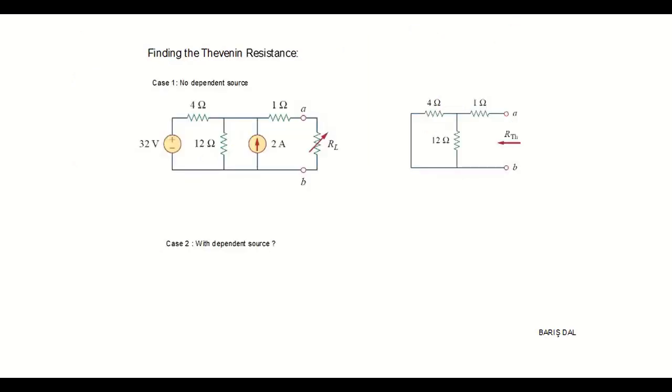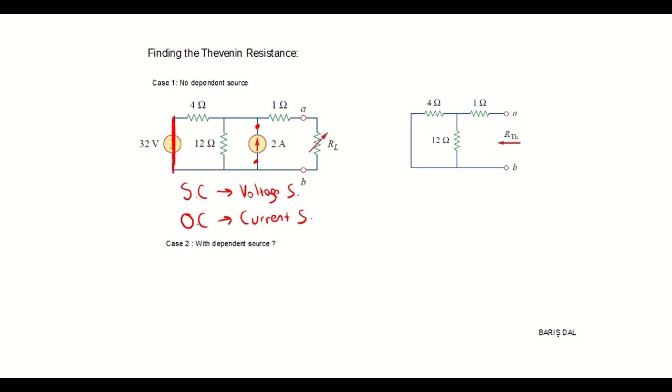We have found the Thevenin voltage. Now we need to find the Thevenin resistance. But we need to consider two cases. In the first case, we don't have any dependent source in the circuit, as in this question. So we just turn off all the independent sources. We short circuit the voltage source and open circuit the current source and remove them. So the rule is short circuit voltage source and open circuit current source.